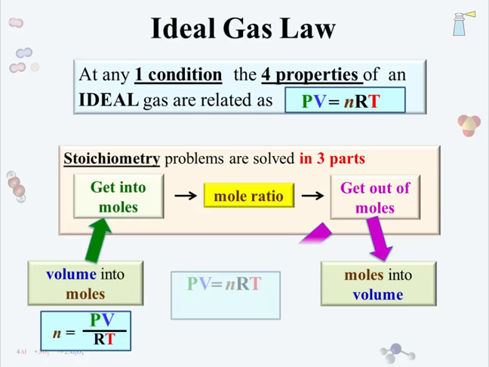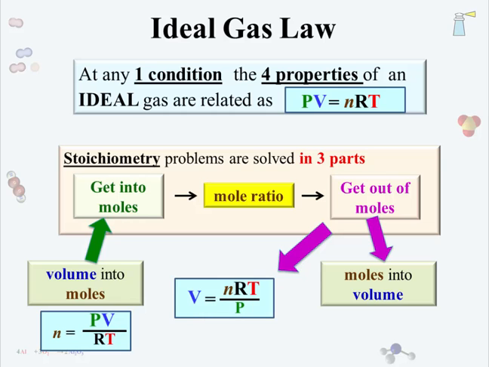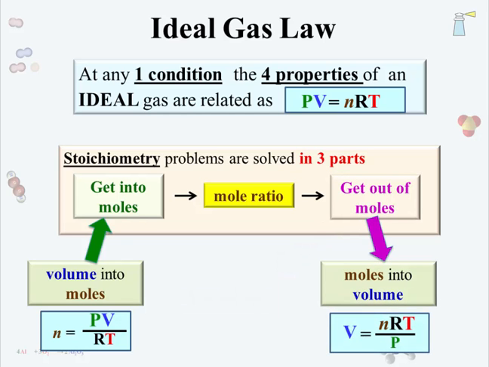As for getting out of moles, that same equation is employed, but this time it is solved for get out of moles into volume, V. Dividing both sides of the equation by volume's neighbor, P, pressure, and canceling out pressure on the left-hand side of the equation gives a modified ideal gas law equation for getting out of moles into volume. Let's keep this modified version of the ideal gas law equation with the get out of moles part of the solution.